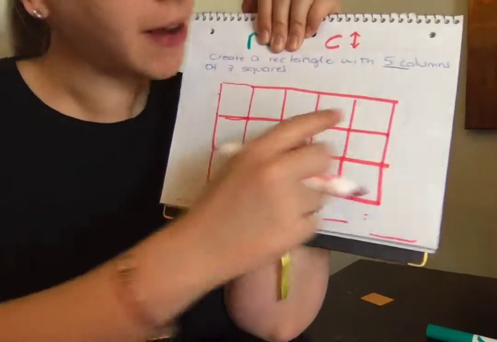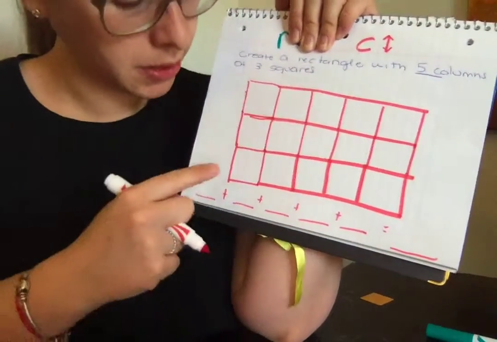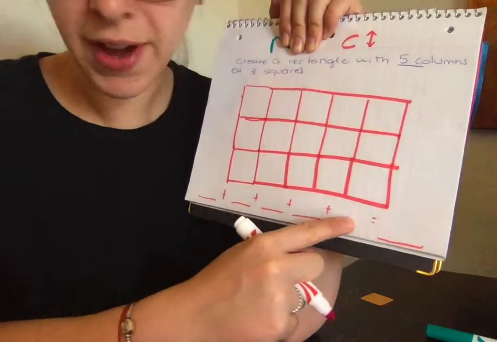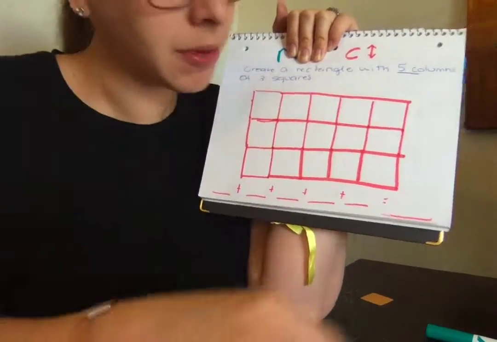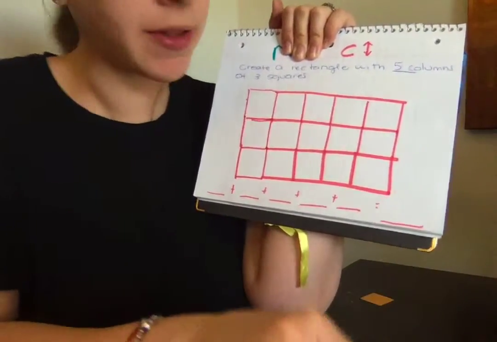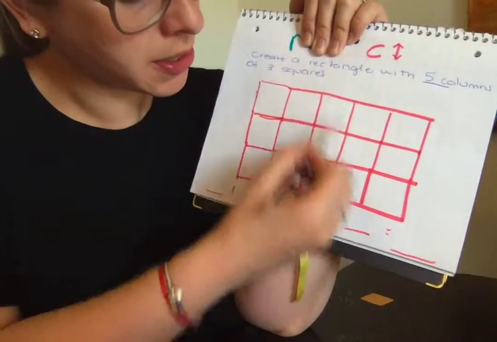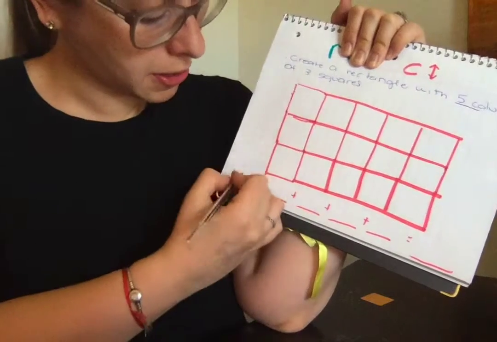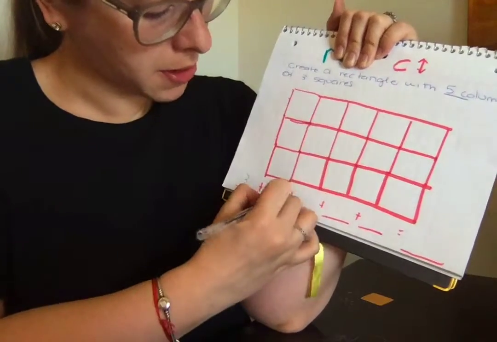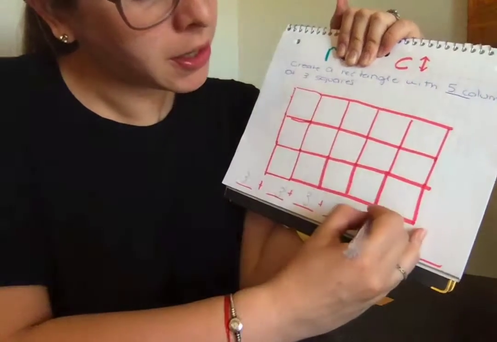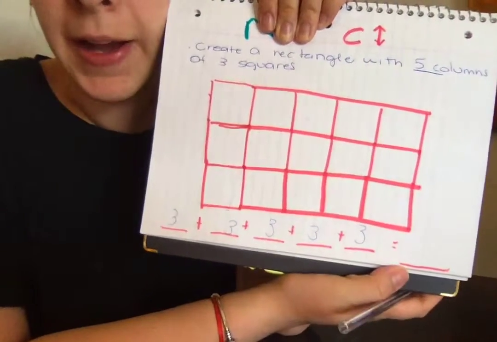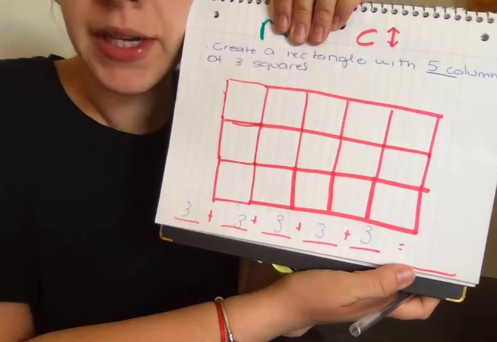So I drew my 5 lines because I had 5 columns. 1, 2, 3, 4, 5. Now, how many were in each column? Easy peasy. I know that I had 3 in this one, 3 in this one, 3 in this one. So 3, 3 in the second one, 3 in the third one, 3 in the fourth one, 3 in the fifth one. Okay? And this is where you add them together.